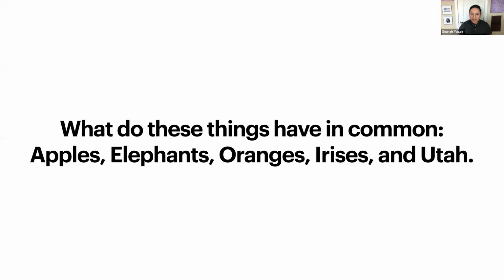Apples, elephants, orange, irises, and yeah, Utah. So Michael got this one. They start with vowels, A, E, I, O, U. So let's take a look at this sentence. Now we're sort of transitioning into like sentences.